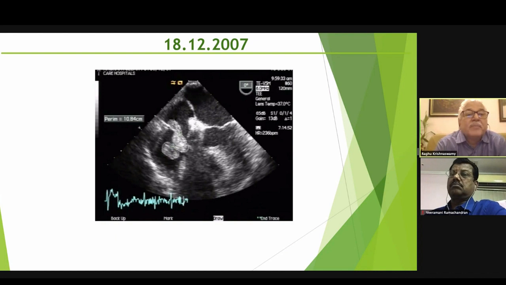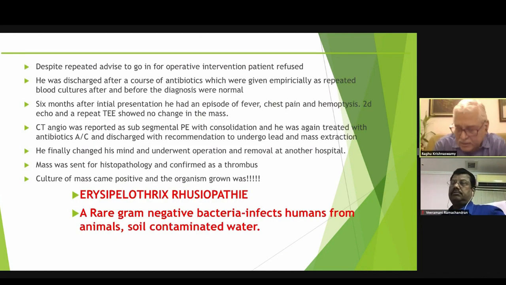With this, we decided that it's time that he should have the lead extracted so that he doesn't have recurrent pulmonary embolism. Despite repeated advice to go for operative intervention, the patient kept refusing. He was discharged after a course of antibiotics, which was given empirically, as repeat blood cultures before and after the diagnosis were normal.